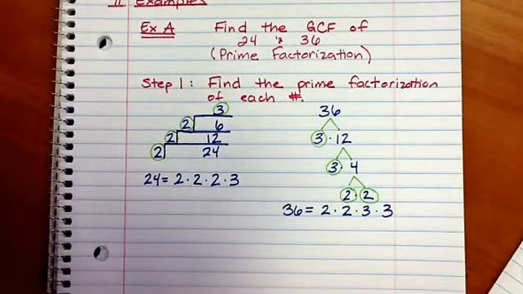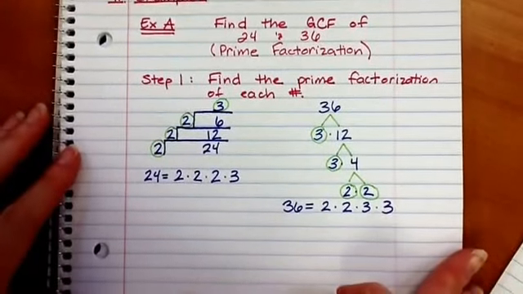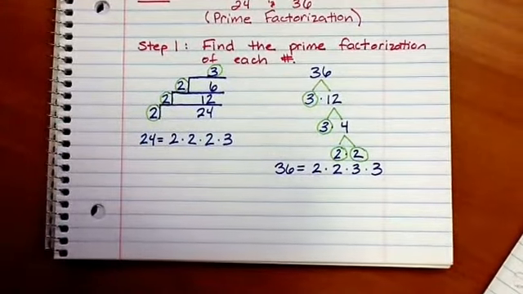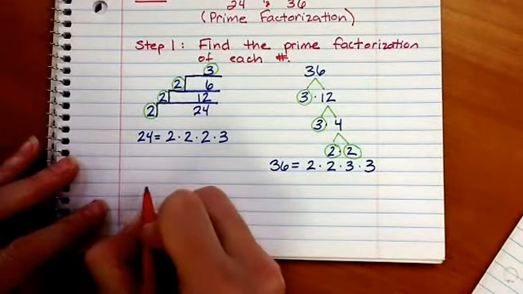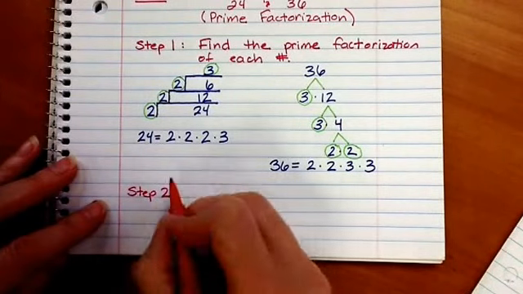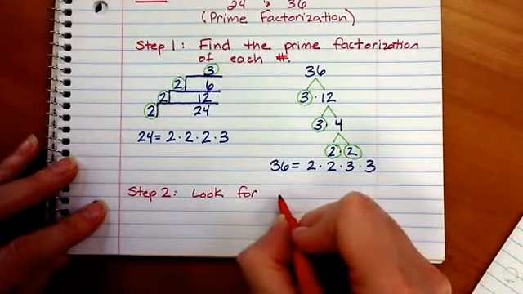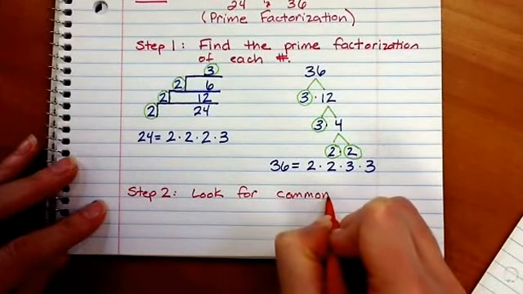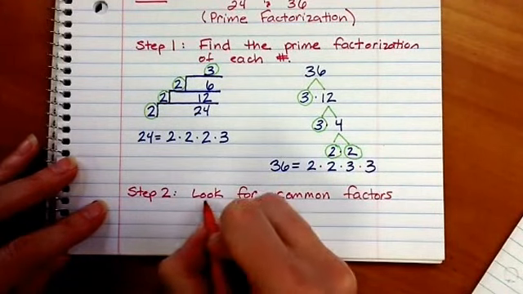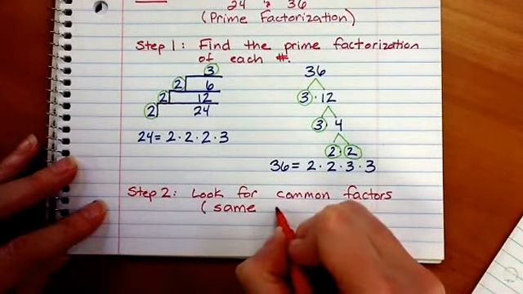Now I'm ready to move on. I've found my prime numbers. I can now find out what my GCF is between 24 and 36. So step 2, you are going to look for common factors. And what I mean by this is the numbers need to be the same in both lists.